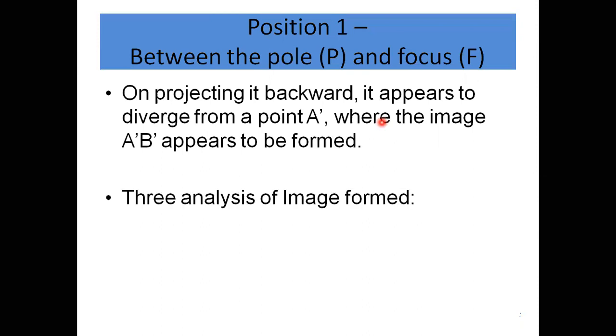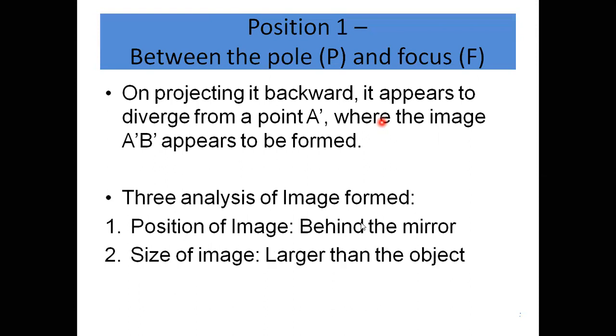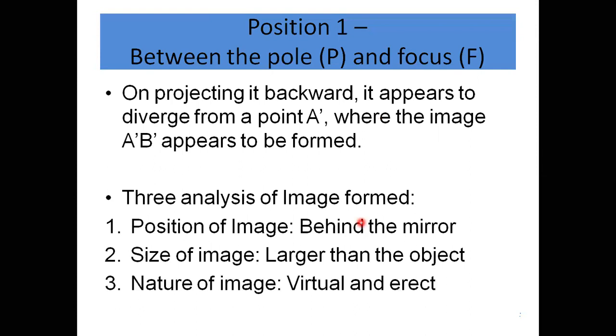So again, the three analyses of image formed. What are those three analyses? First, the position of image, where the image is behind the mirror. Second, the size of image. How is the image magnified? Yes, it is larger than the object. And third, the nature of image, which is virtual and erect. Why virtual? Because the rays of light, reflected rays, are not actually intersecting. They seem to be diverging from one point. And erect because it is the same as the object above the principal axis. So it is erect. These are the three analyses.